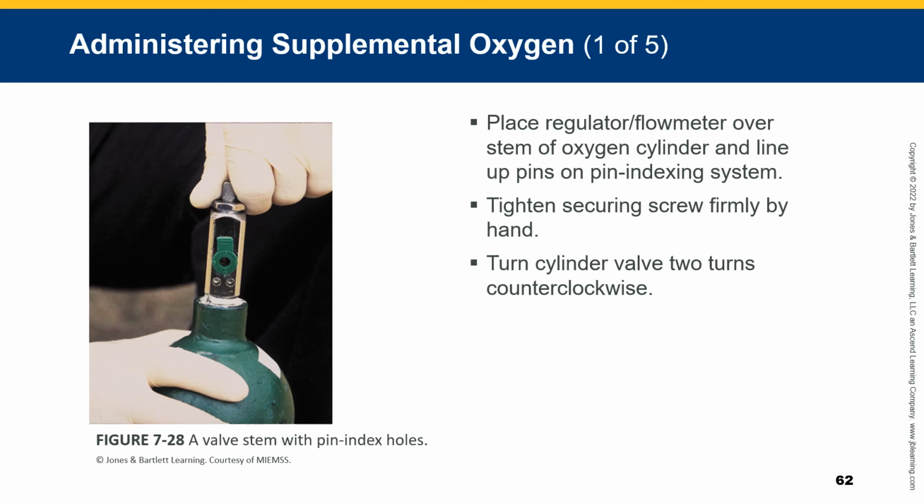When administering supplemental oxygen, you want to place the regulator or flow meter over the stem of the oxygen cylinder and line up the pins on the pin indexing system correctly. These are easily identifiable. Tighten the securing screw firmly by hand. Turn the cylinder valve 2 turns counterclockwise to allow oxygen from the cylinder to enter the regulator or flow meter. In the figure, you see a valve stem with pin index holes.